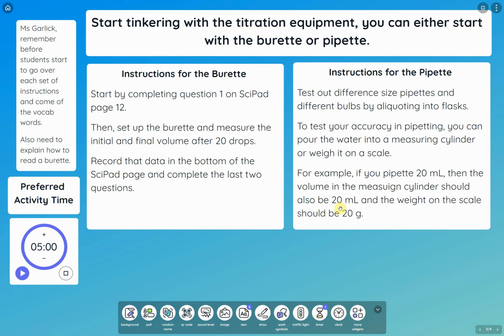You have several different choices of bulbs, so I want you guys to play with them so you can figure out what bulb you like. This one's personally my favorite. You just stick it on top, get the air out, and suck up the water. What I normally do is suck the water past the line, then quickly remove the bulb and use my thumb as the seal, and then I move the water down to the line. Again, you guys will figure out what you like.